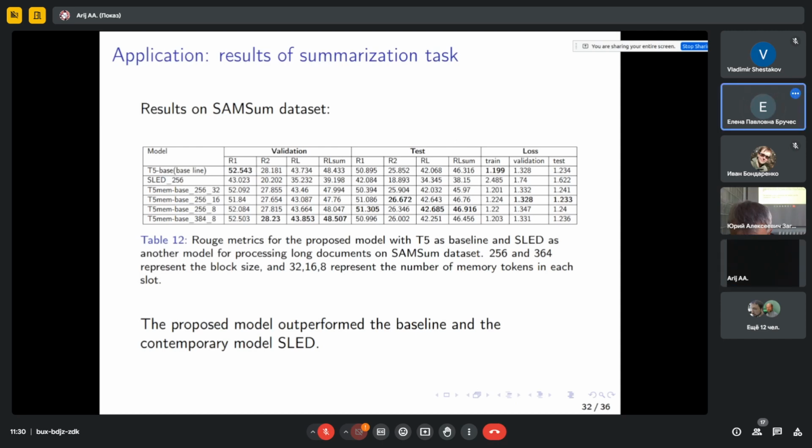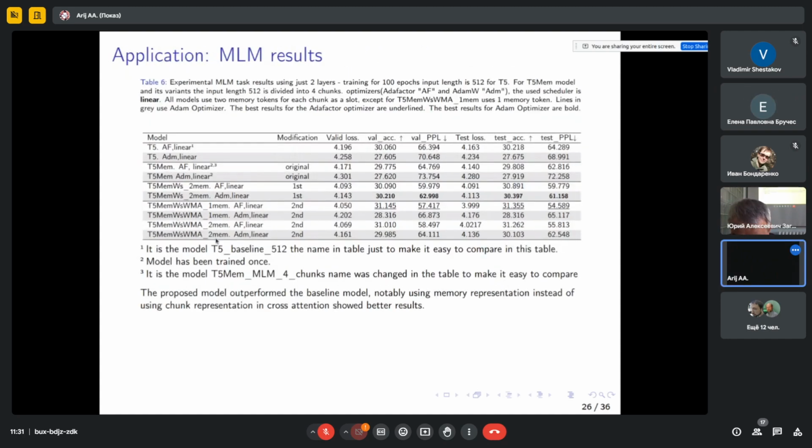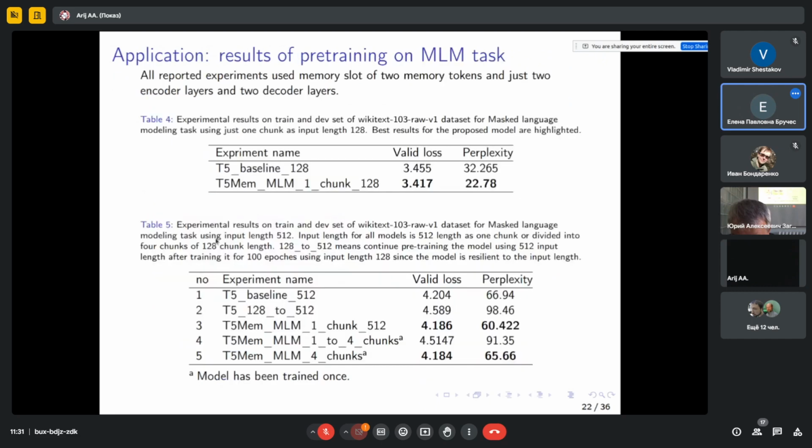Mm-hmm. Okay, I see. And could you show the slide number 22? 22. Mm-hmm. Yeah, probably I missed it, table number 5. Why does experiment number 4 achieve such bad results? Maybe you have some intuition.